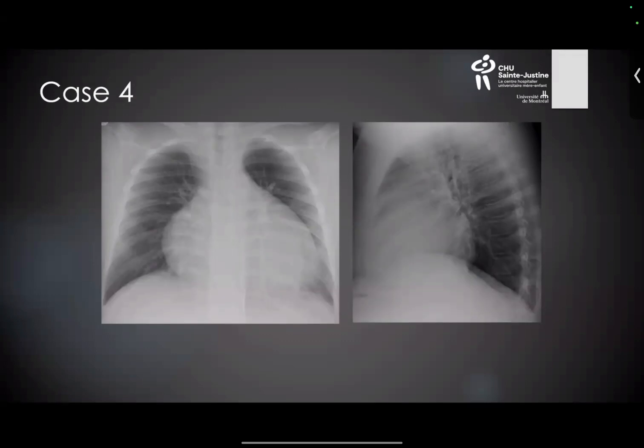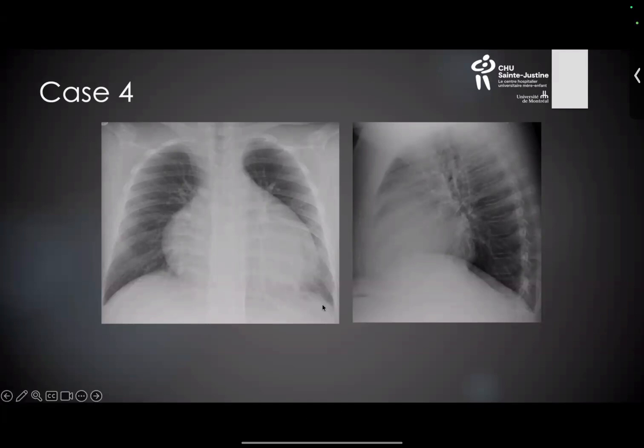Okay, so we check the situs and then we check the heart size. Everybody can see here that the heart is big. Do we have other clues? It's a huge heart, every part of the heart is huge. You see that it comes really upward here. It's more of a, in French we say a carafe. It's a shape that goes really up.